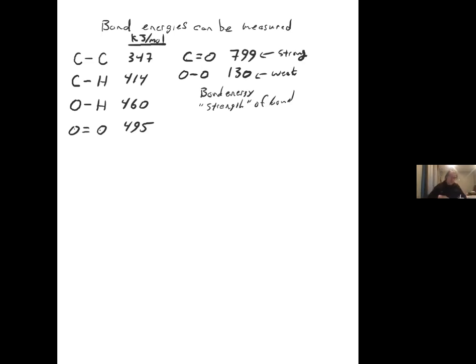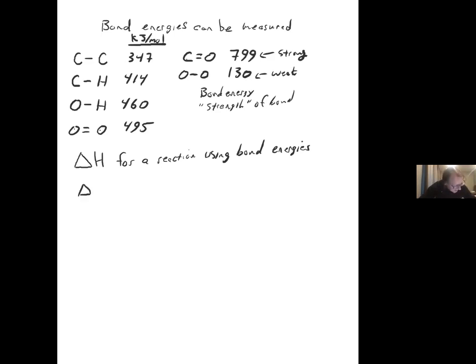So really what we want to do then is calculate the energy change, which I'm going to call delta H, for a reaction using these bond energies. We look these up in a table and we use those values to figure out how much energy is going to be released in a reaction. So here's how you calculate it.